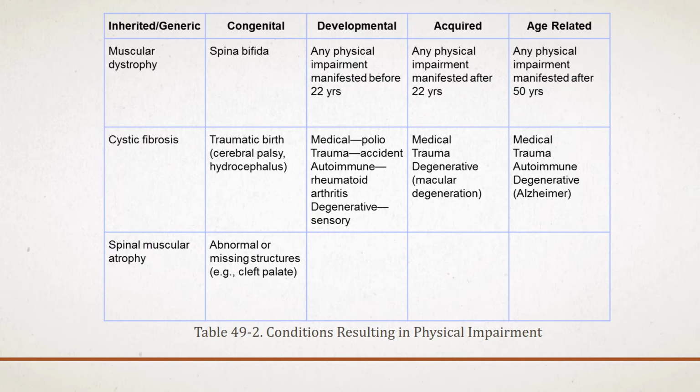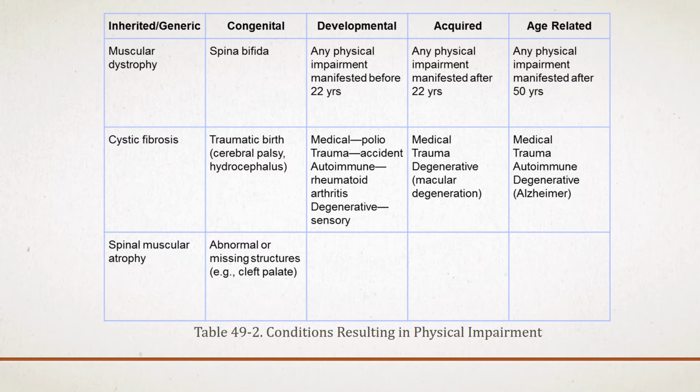Now let's talk about some different types of physical impairments that are a result of a certain condition. There can be inherited or genetic. That's not supposed to say generic, it's genetic. Muscular dystrophy, cystic fibrosis, and spinal muscular atrophy. Congenital, that means they're born with it. Spina bifida, traumatic birth resulting in cerebral palsy or hydrocephalus, abnormal or missing structures such as in cleft palate.